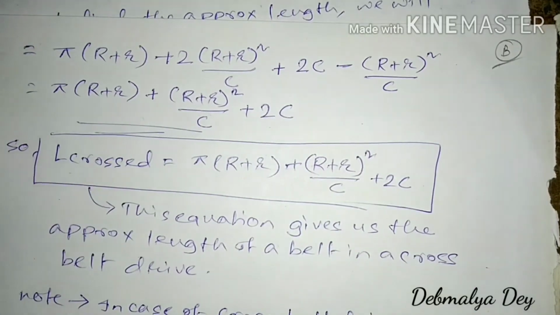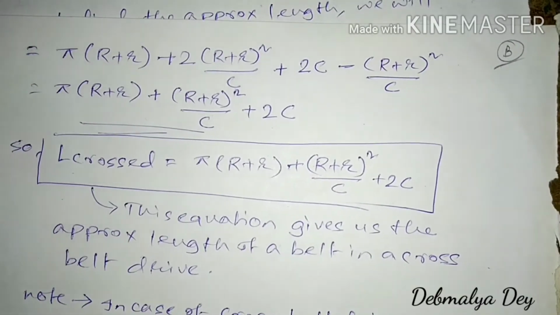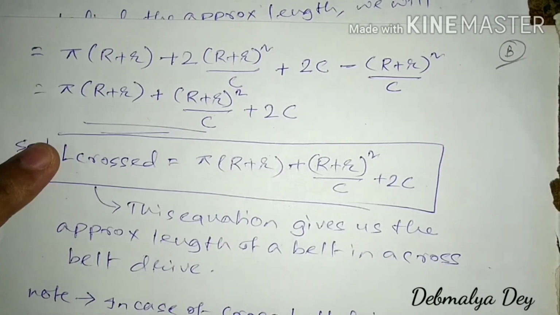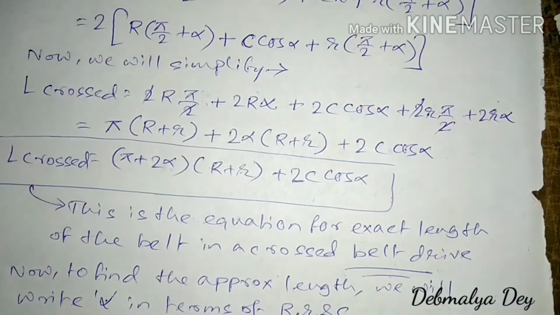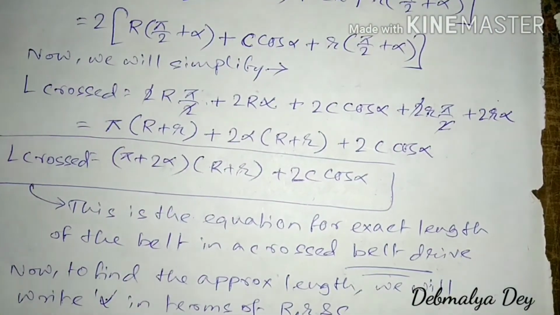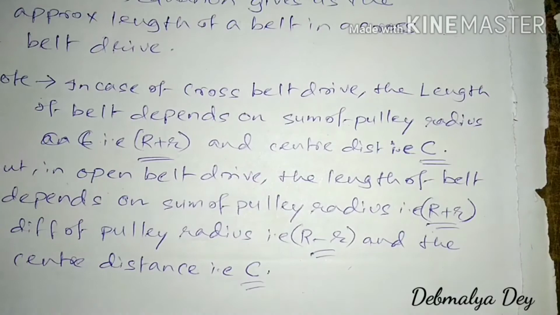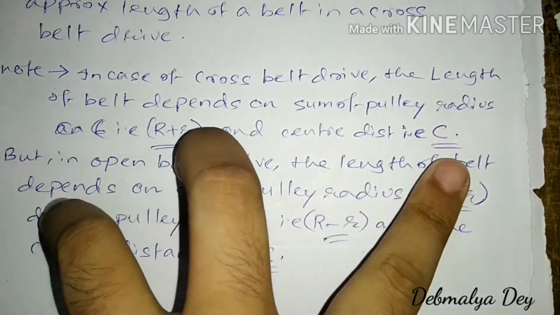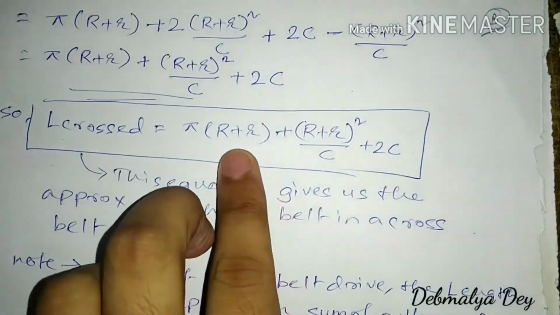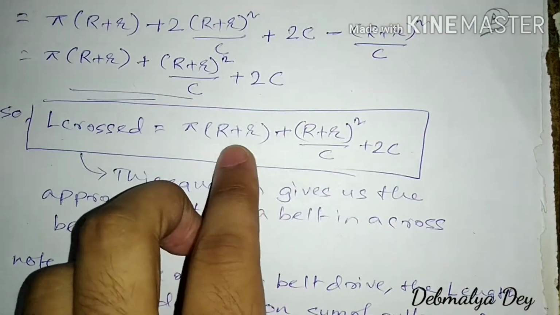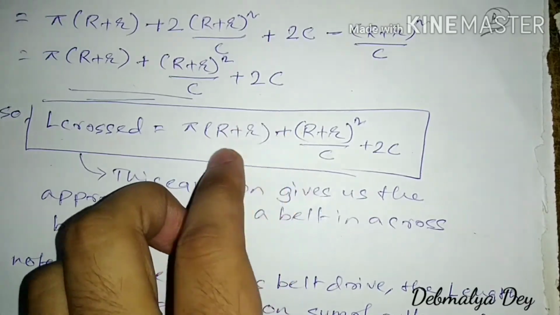Why approximate? Because in the infinite series formula we have considered only the first two terms. So this was the derivation. We need to remember this formula, and this formula. From these two formulas we will be solving the numericals. Now one thing to notice here: in the case of the cross belt drive, the length of the belt depends on the sum of the pulley radii, that is R plus r, and C. If we notice the formula for the cross belt drive, there is no R minus r term. Only the summation of the radii and C. So the length of the cross belt drive always depends on capital R plus small r, and C.